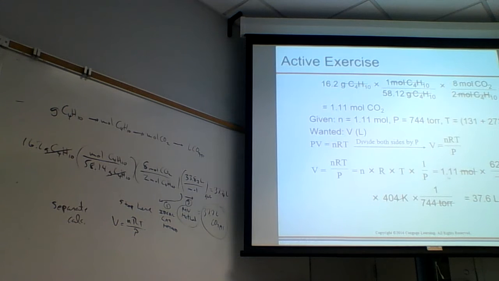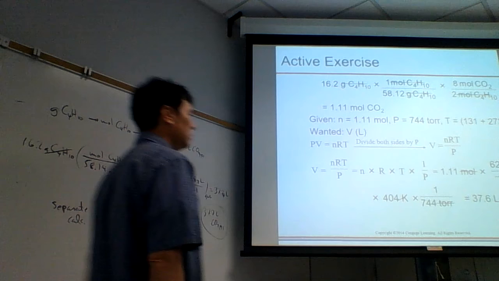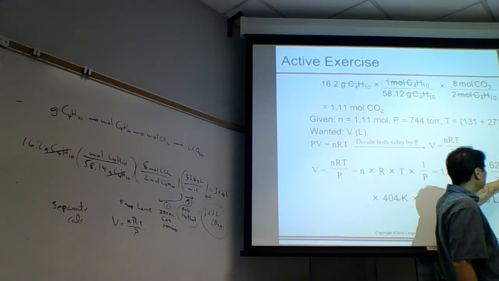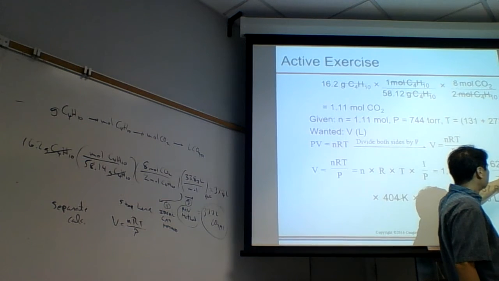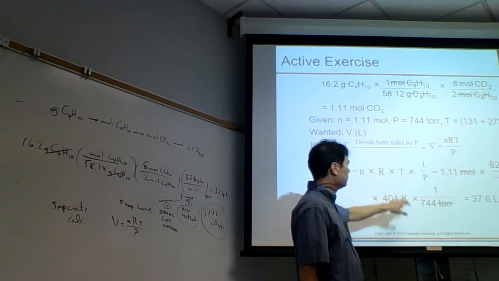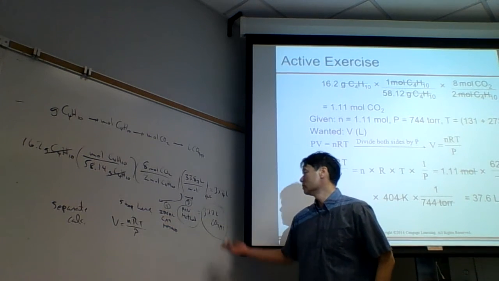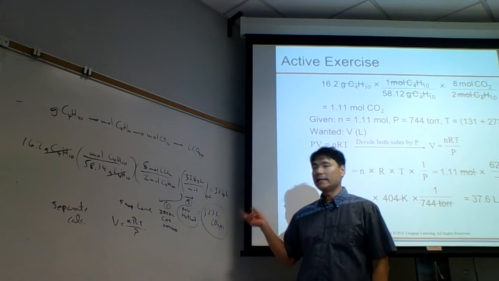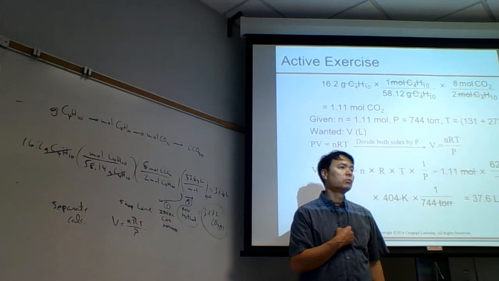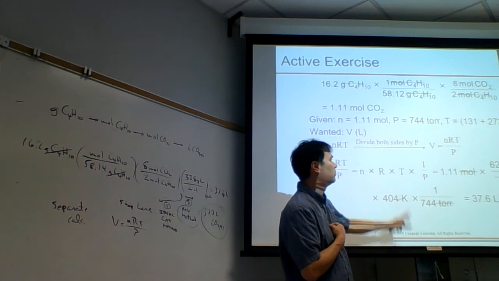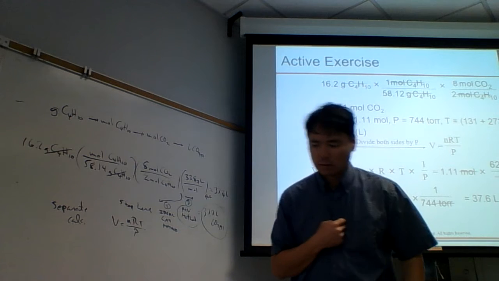Plug in the numbers. N is 1.11. And then they're using this R. This R is for torr. If you want, you can memorize it. So they get 37.6 liters, which is slightly different because earlier they got 37.8 liters, right? And what do you think that's due to? This is due to differences in rounding. They did a couple of intermediate rounding steps here.